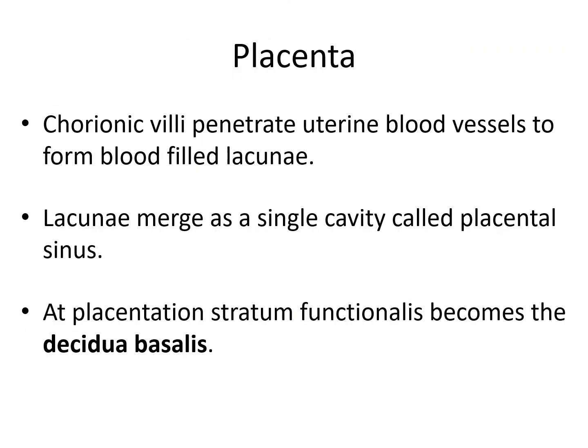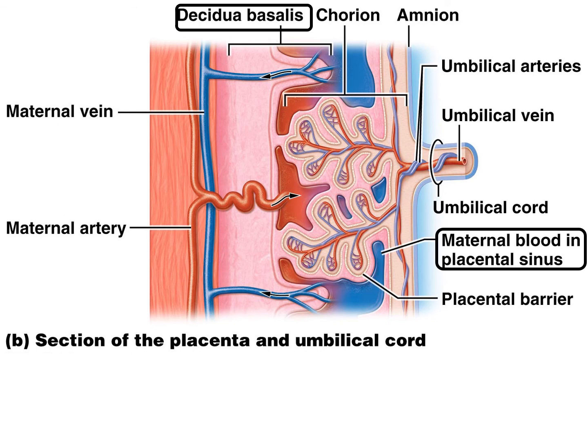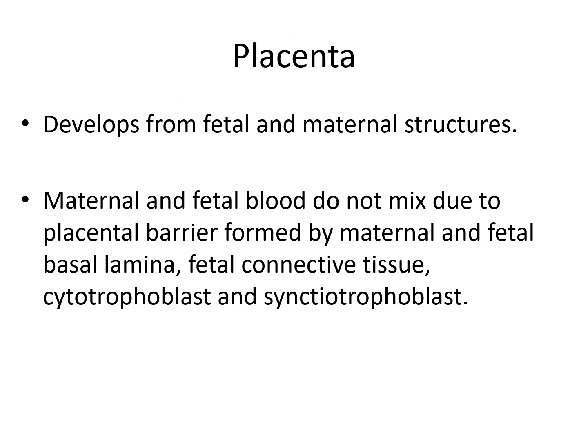Remember, if you recall, the chorionic villi penetrate the uterine blood vessels to form blood-filled lacunae. And as the lacunae merge into a single cavity, it produces what's called the placental sinus. At placentation, the stratum functionalis becomes the decidua basalis. Okay, so here's the decidua basalis, and here's the maternal blood in the placental sinus. The placenta develops from both fetal and maternal structures.